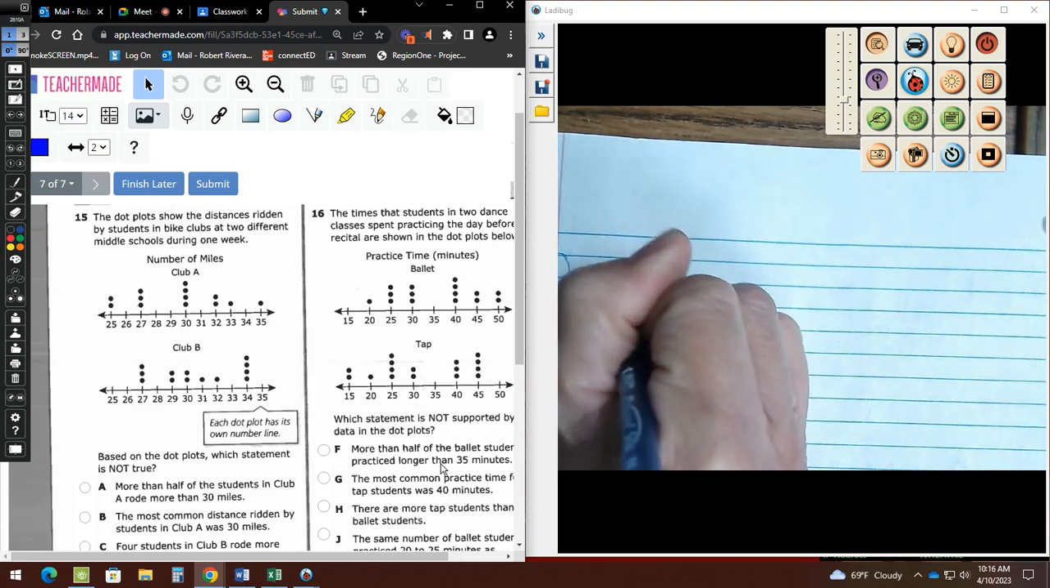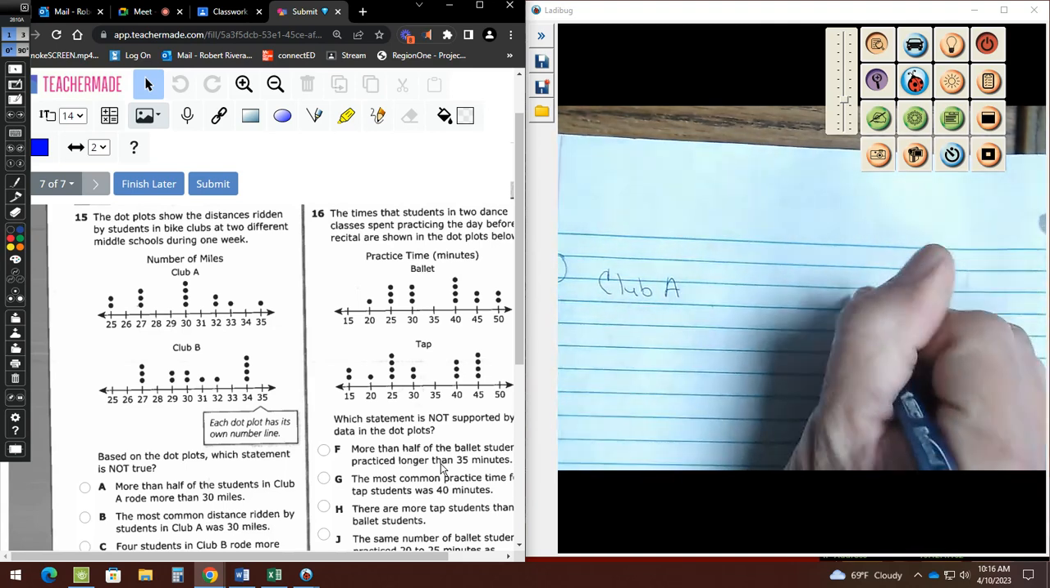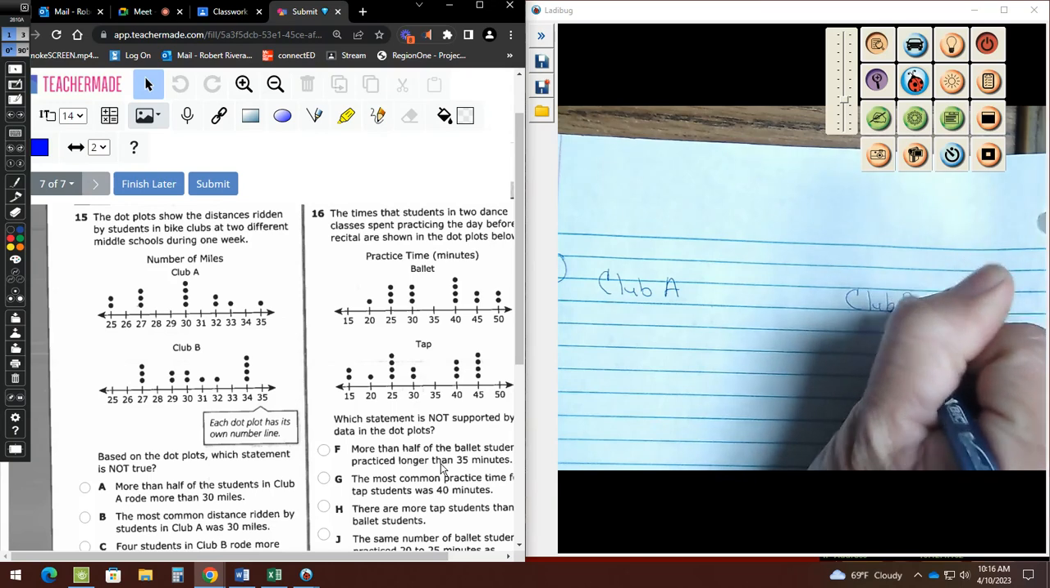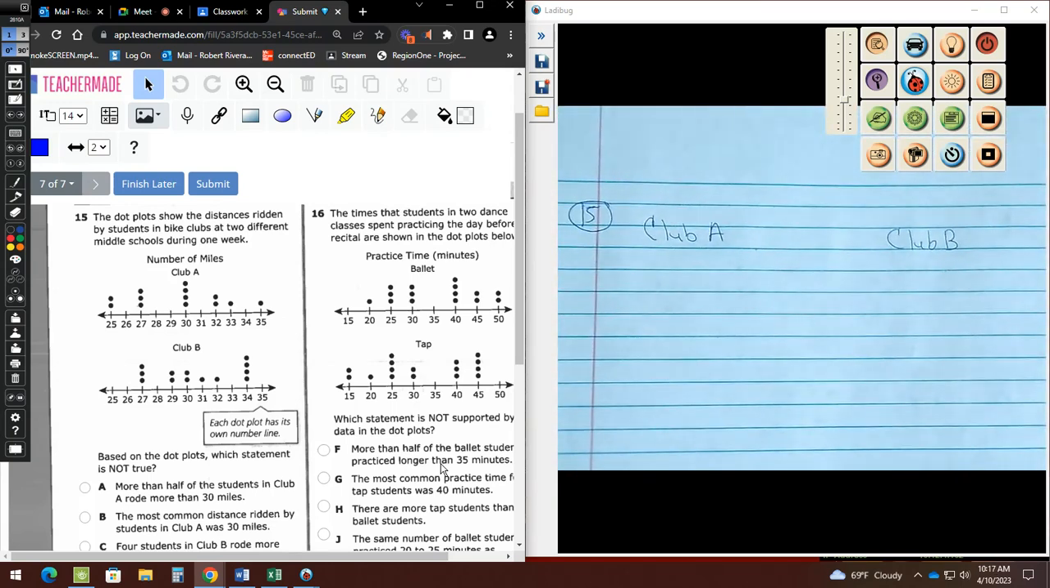Club A, very good. And Club B. I'm gonna pull some data out of this one because I'm kind of worried, I don't know what they're gonna ask me. Okay? So let's start with what's the number on the bottom, do you think? What does it mean in this case? What are the numbers on the bottom mean in this dot plot, guys? What do you think these numbers mean? The miles. Look what it says, number of miles.